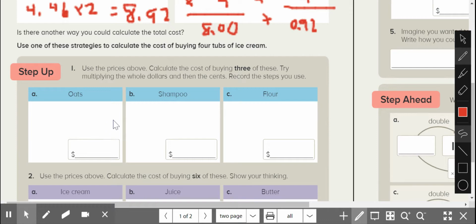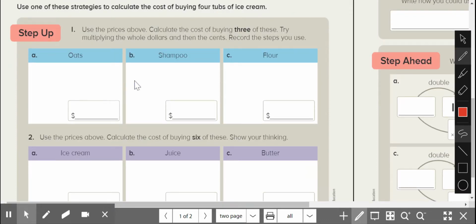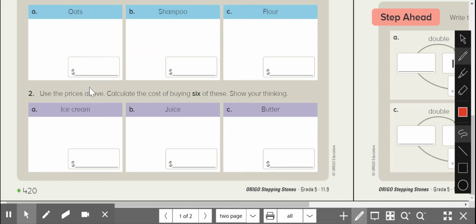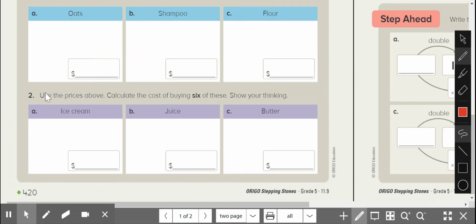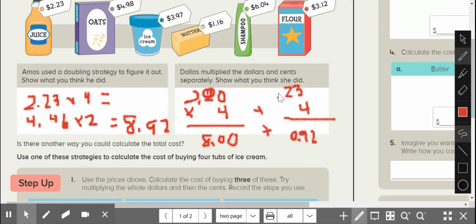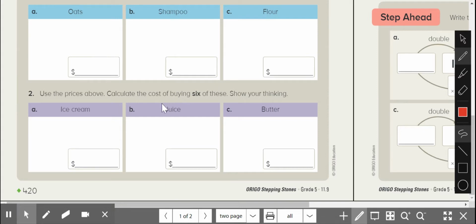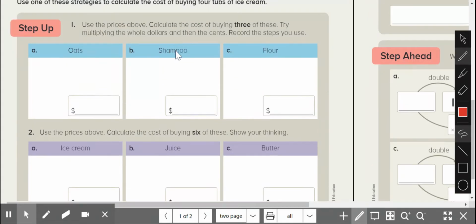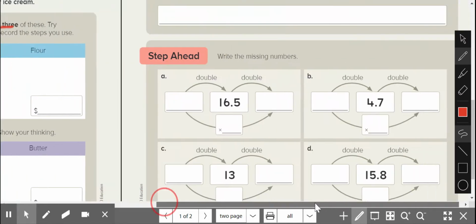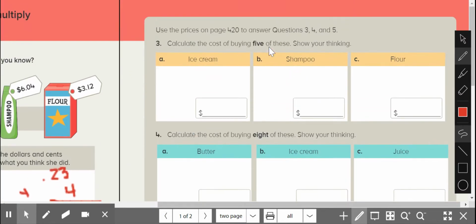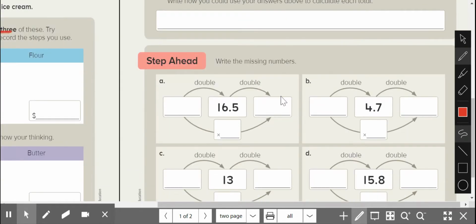Just like that. You'll need to decide what strategy you want to use throughout. It really doesn't matter if you decide you want to use a doubling strategy or if you want to multiply cents like this. I know that the shortcuts should help you. Notice what you'll be multiplying. This says calculate the cost of buying 3 of each of these, and this is calculate buying 6. Next page, you'll look at the same things. Prices are all over on this page. 5 of this thing, 8 of these things.